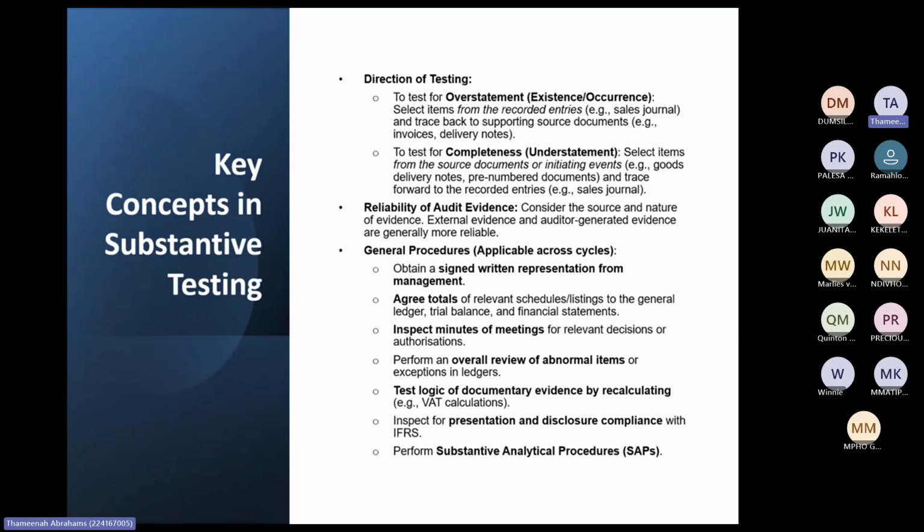So you usually just scrutinize the general ledger to see if there's any abnormal movements or entries. Then you always would test logic of documentary evidence by recalculating. For example, that recalculating is that cost and cross cost that I spoke about, the scheduling. So you'll always see the mathematical accuracy of the schedule before you go agree to the financial statements, etc. And you'll always inspect it for presentation and disclosure compliance for IFRS.